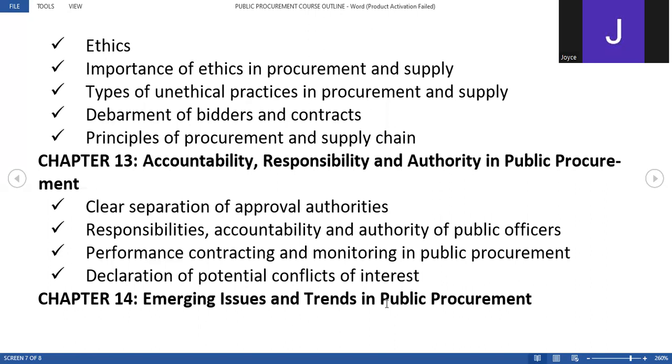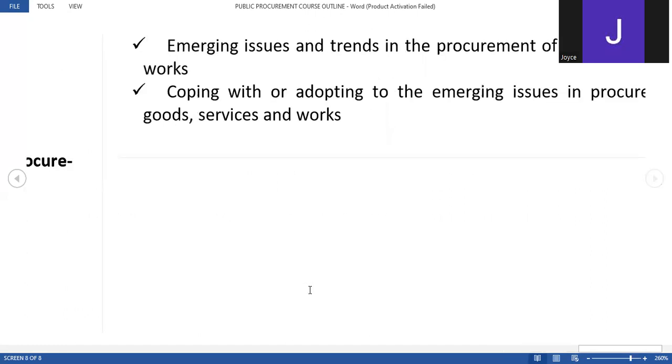Chapter 13 is about accountability, responsibility, and authority of public procurement. Here we shall be talking about the various responsibilities of various officers when it comes to public procurement. Then chapter 14 is on emerging issues and trends in public procurement.